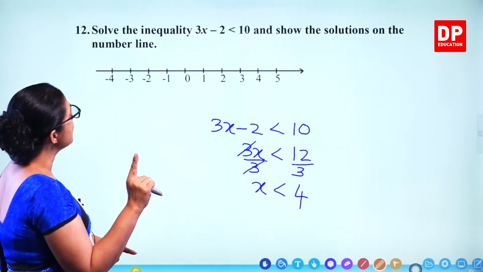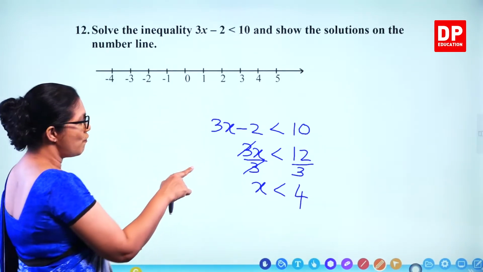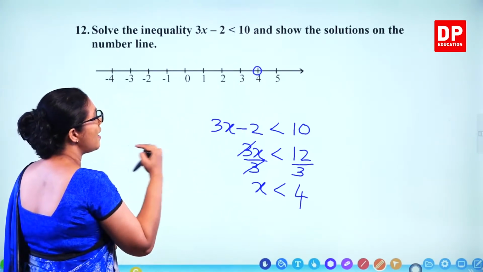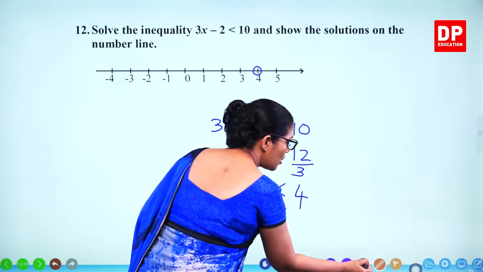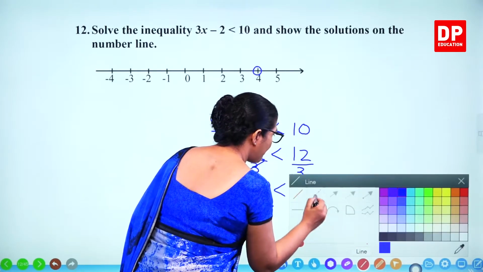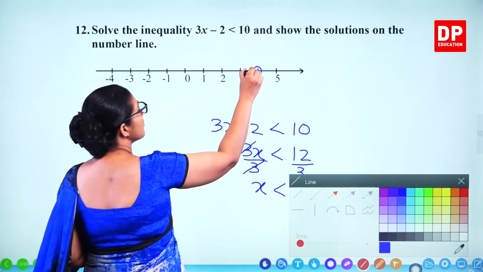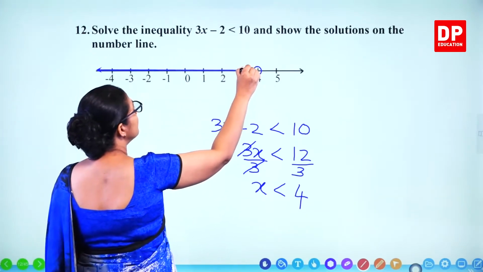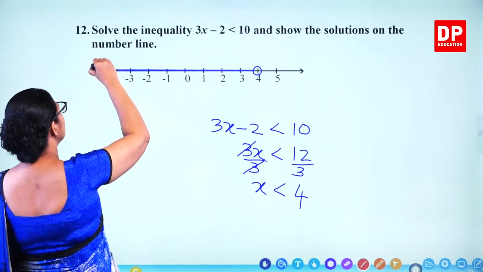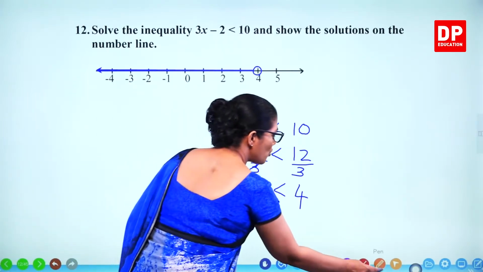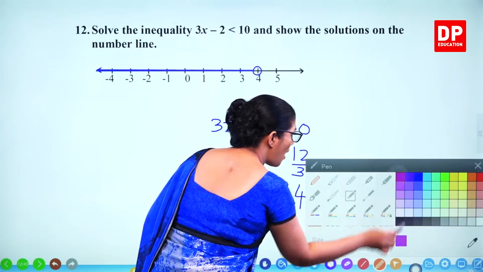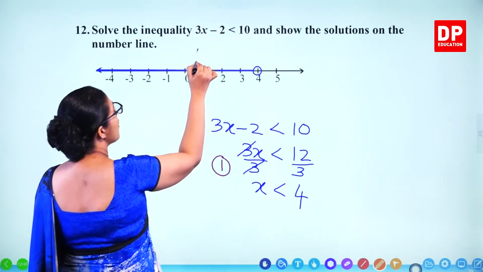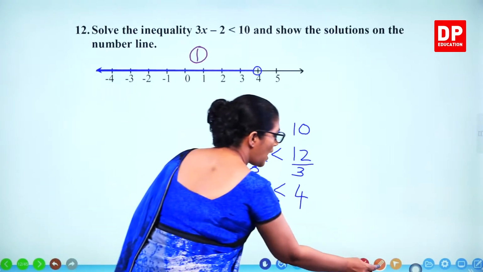How do you represent that on the number line? 4 is not included. So we draw an open circle there. Less than means towards the left side. We can draw an arrow to this side. So you get 2 marks. 1 mark for the inequality and 1 mark for showing on the diagram.